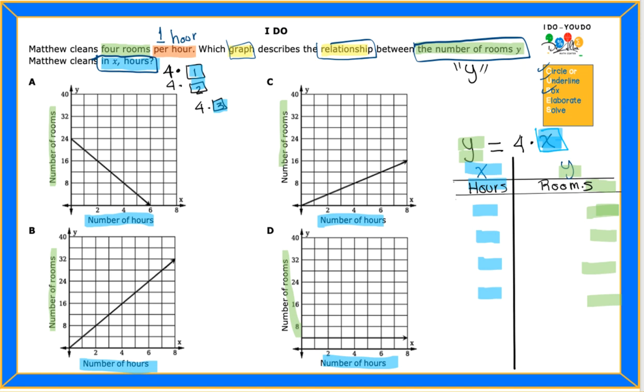Okay, great. So now based on this story, when we have 1 hour for Matthew, he's going to do 4 times 1, which is 4 rooms. Okay. Now what about if he has 2 hours? Then we said that's going to be 4 because that's his standard, and the total will be 8 rooms. And I'm going to start analyzing my graphs and see which one is matching with this information.